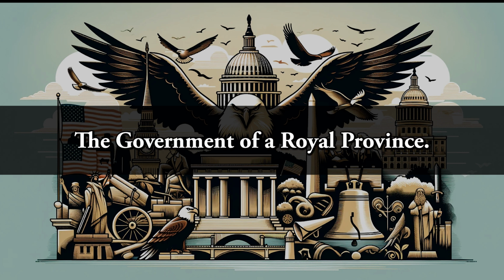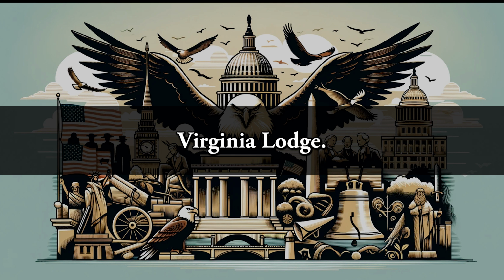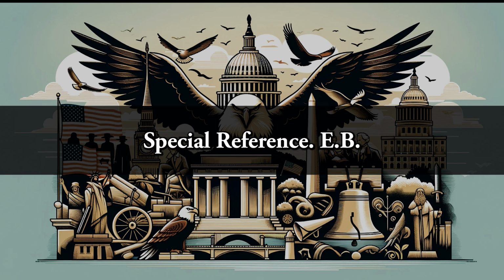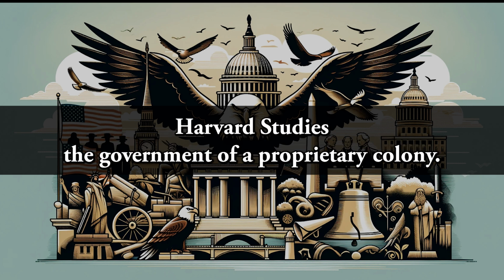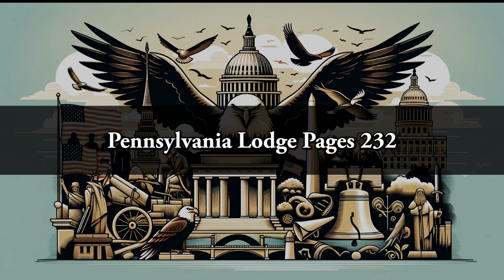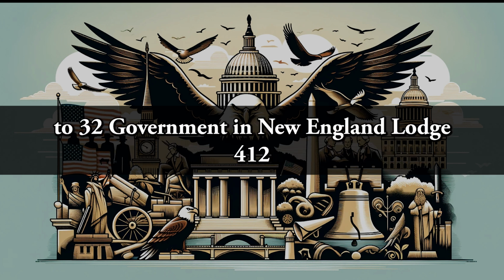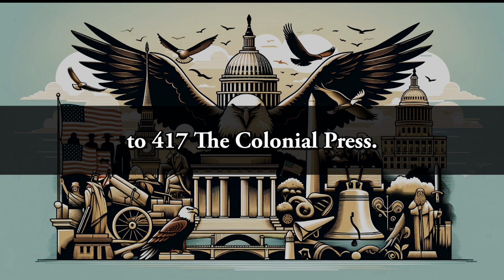The Government of a Royal Province, Virginia. Lodge, pages 43 to 50. Special reference, E. B. Greene, The Provincial Governor, Harvard Studies. The Government of a Proprietary Colony, Pennsylvania. Lodge, pages 230 to 232. Government in New England. Lodge, pages 412 to 417.